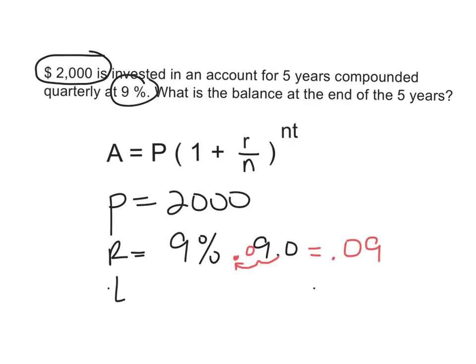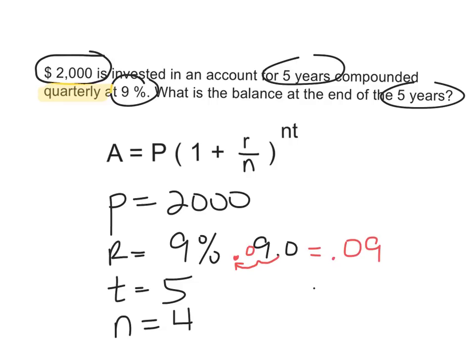The time in years, well, the question mentions the money is going to be invested for 5 years, so your time is going to be 5. And how many times per year is this account gaining interest? Well, here's the key word, quarterly. Your bank account is gaining interest quarterly. That means 4 times a year it's going to be gaining interest. So here your N value is going to be 4.